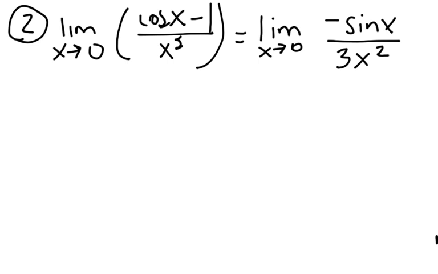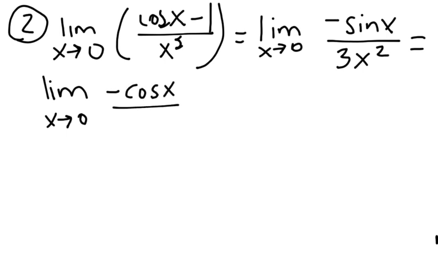So what did this do? It didn't really help me that much because I've ended up in the same situation. I have 0 over 0. When that happens, you simply use L'Hopital's rule again. You can keep using L'Hopital's rule until you get something you can find the limit of. So, what is the derivative of negative sine x? It's negative cosine x. And what is the derivative of 3x squared? It'd be 6x.